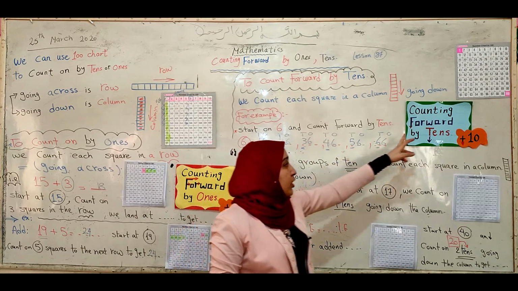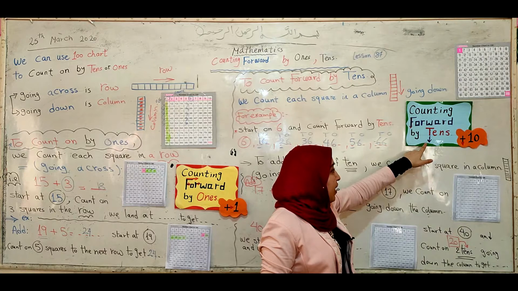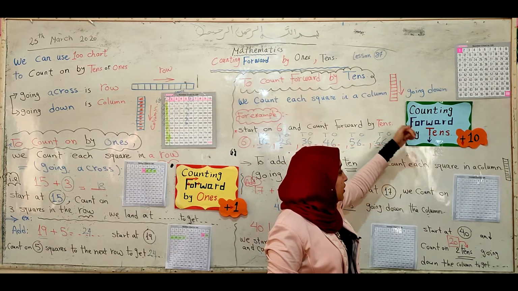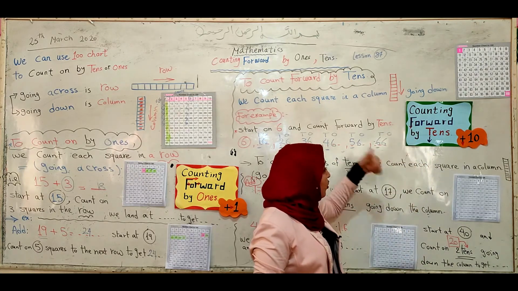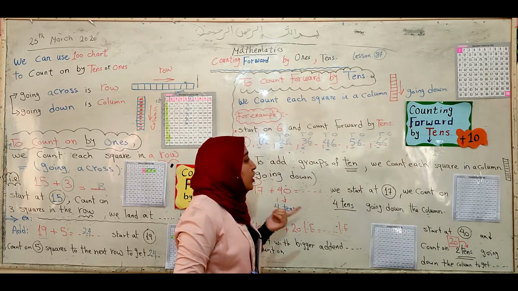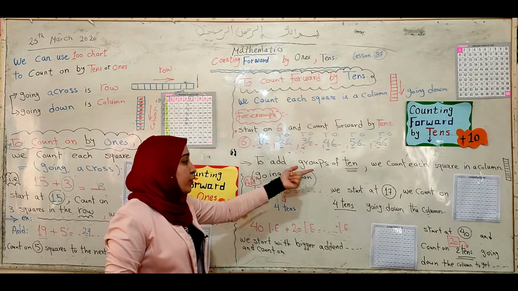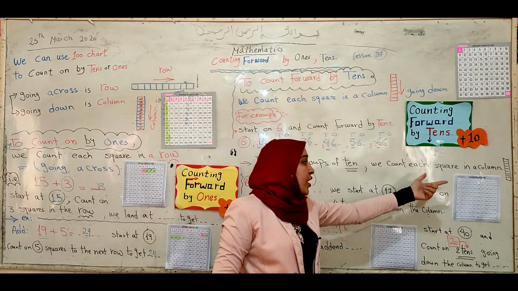So when we are counting forward by tens, I go down. We have here this arrow pointing down. When we go down, we count forward by tens. So each time I add 10. To add groups of 10, we count each square in a column.